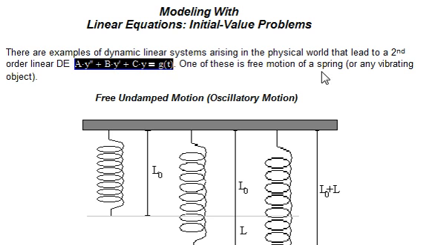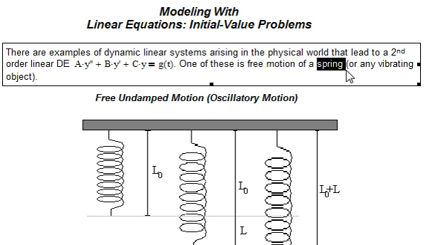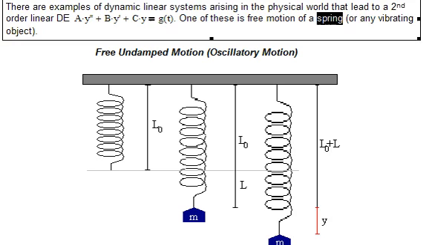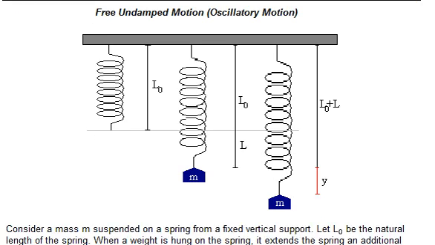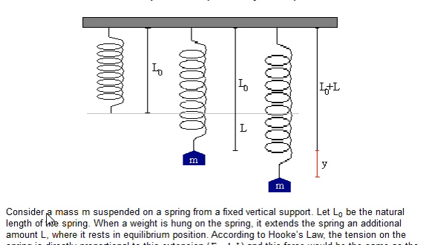And one of the examples of how this appears in the real world is motion on a spring, or for that matter, I'll say a spring, but really it could be any vibrating object. So, I'm going to refer back to this picture here. Consider a mass M suspended on a spring from a fixed vertical support.